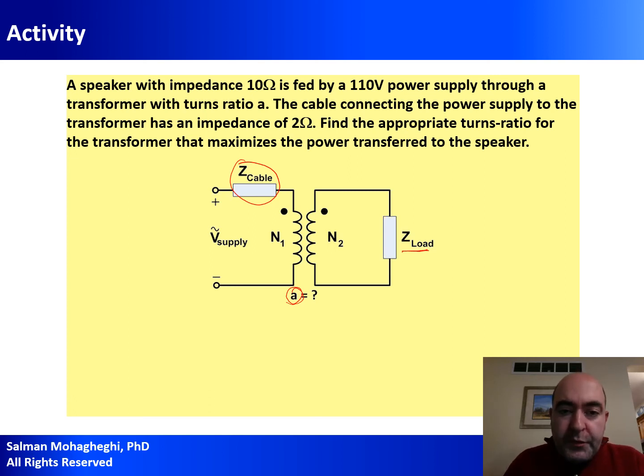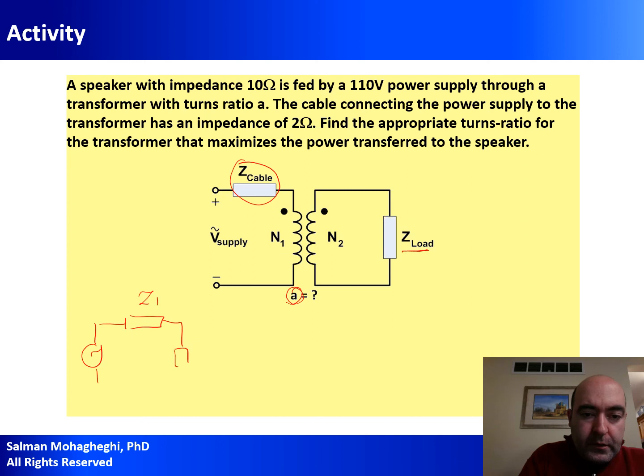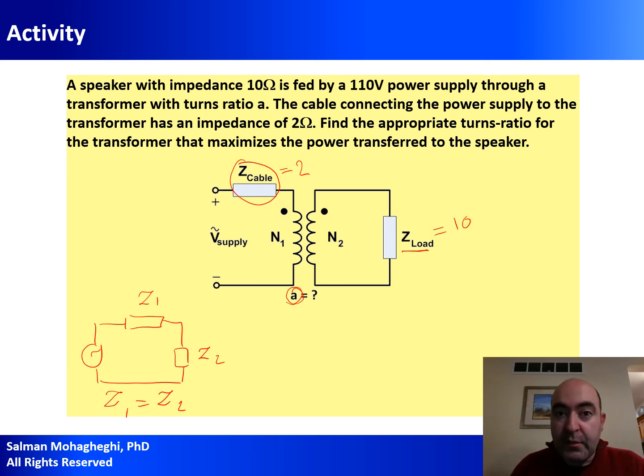Okay. From circuit theory, you probably remember that if you have a voltage source and two impedances, Z1 and Z2, maximum power will be transferred to Z2 if Z1 equals Z2. What are the Z1 and Z2 in this case? I have a Z cable, which is 2 ohms, and a Z load, which is 10 ohms. Obviously, they're not equal, so maximum power will not be transferred to your speakers.